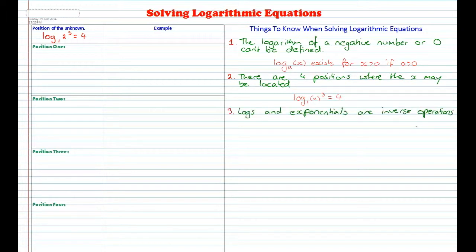And the third thing is logs and exponentials are inverse operations. That is, if your x is located as part of the log, then what you need to do is use an exponential. And if your x is located as part of an exponential, what you need to do is use a log in order to find it. So therefore, to undo an exponential we use a log, and to undo a logarithm we use an exponential.